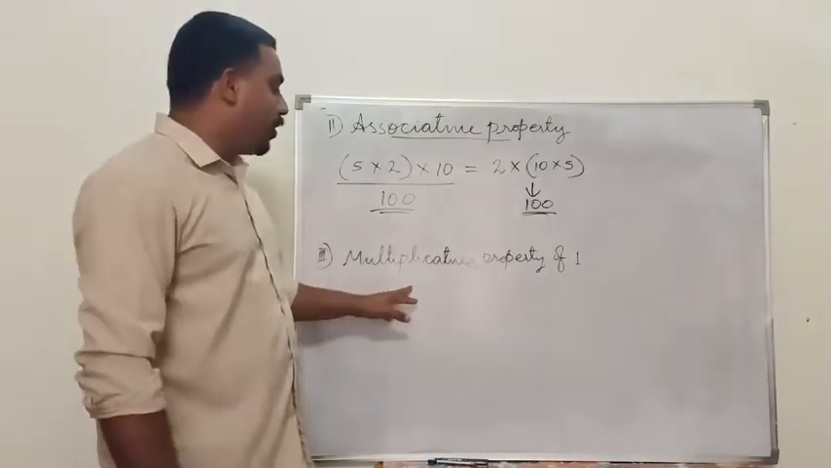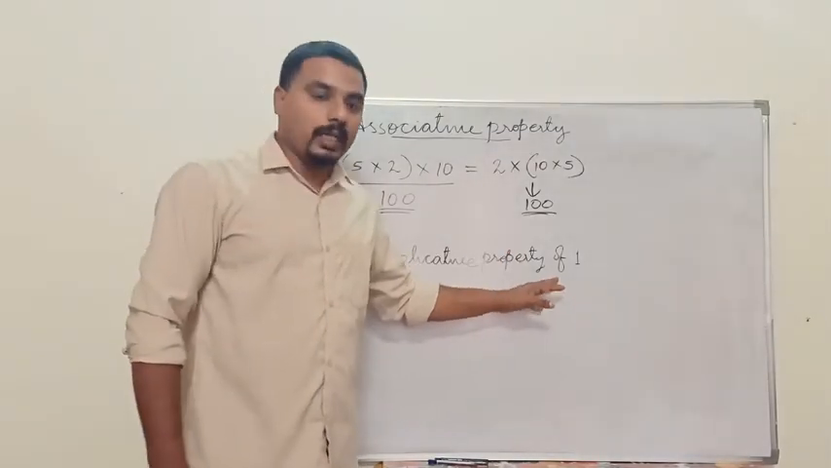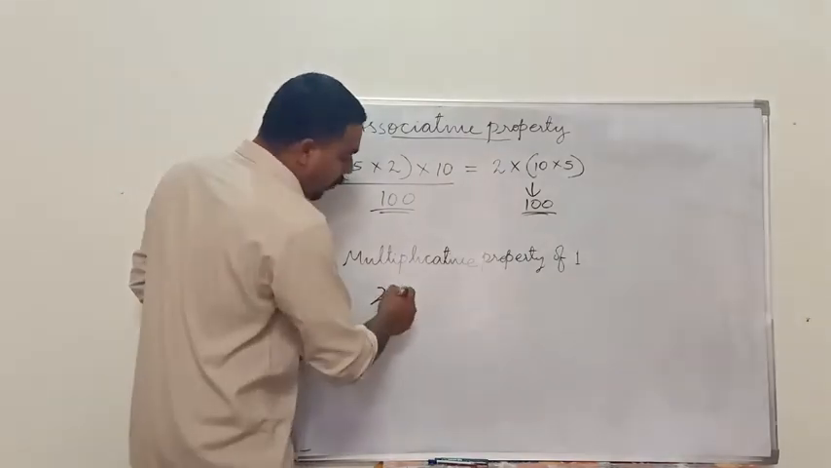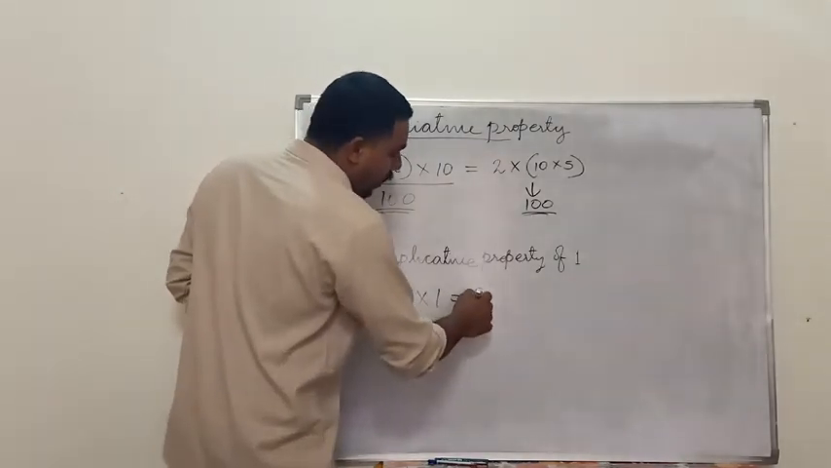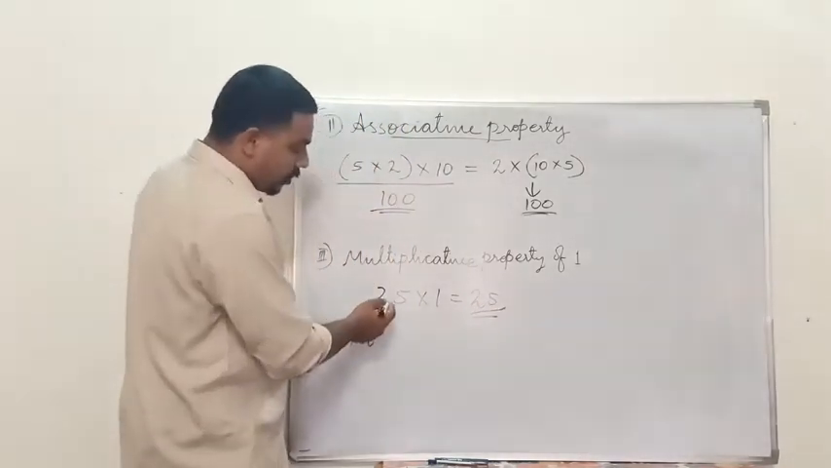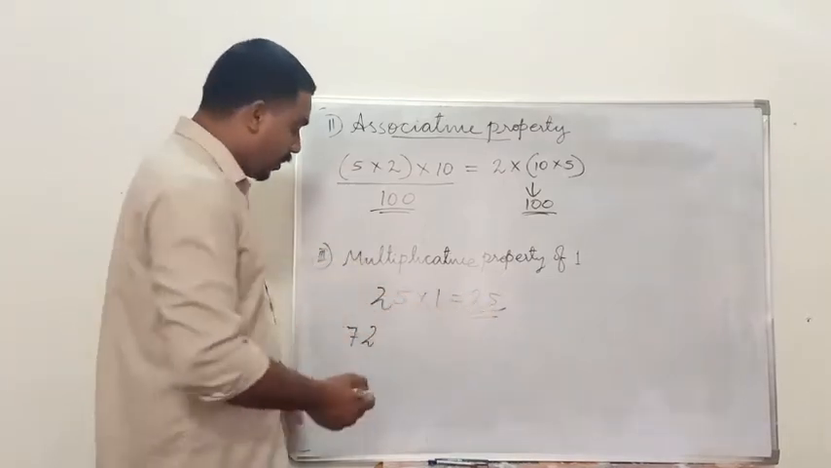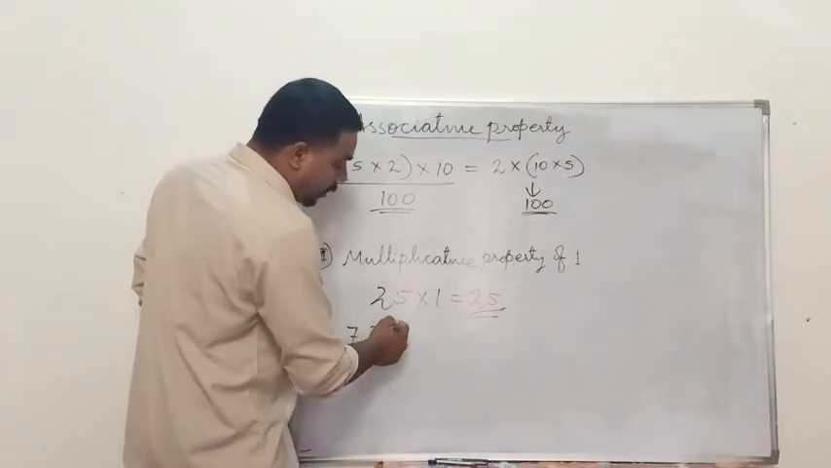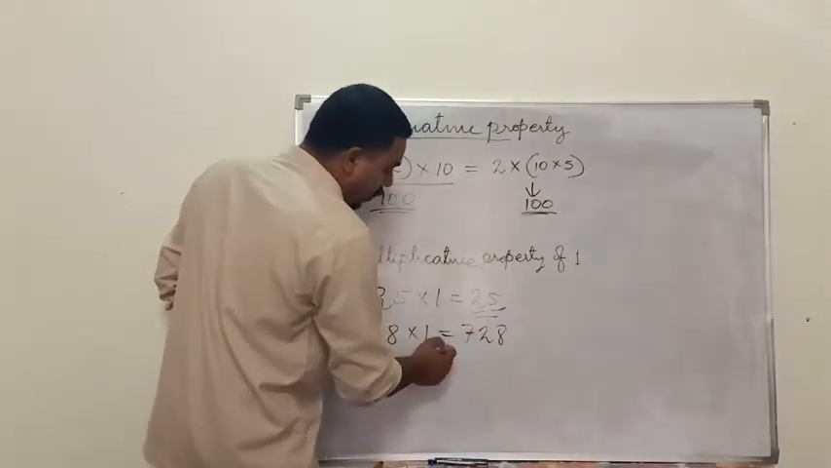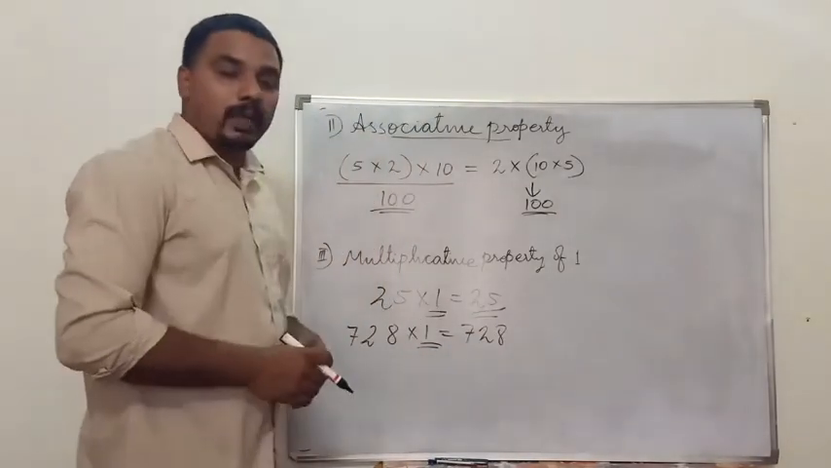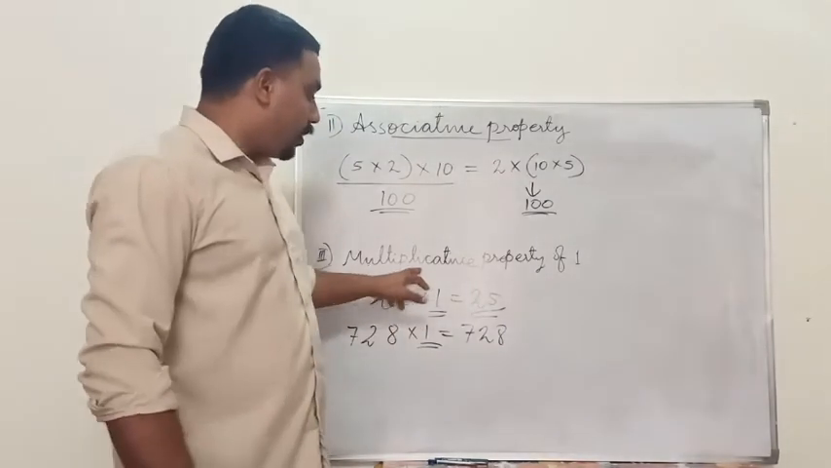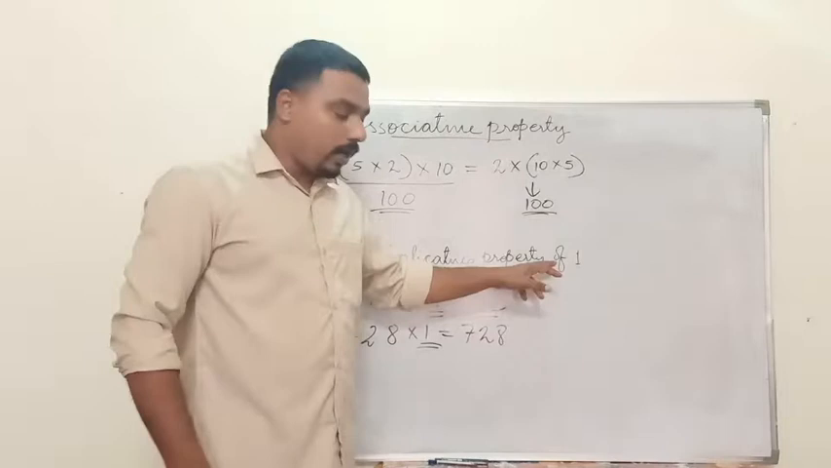Next is multiplicative property of 1. This property is very simple. When we multiply any number by 1, we will get the number itself. Whatever the number, 25 into 1 is equal to 25. Then 728 into 1 is equal to how much? 728. Okay, see, whenever we multiply any number by 1, we will get the number itself. That is called what? Multiplicative property of 1.